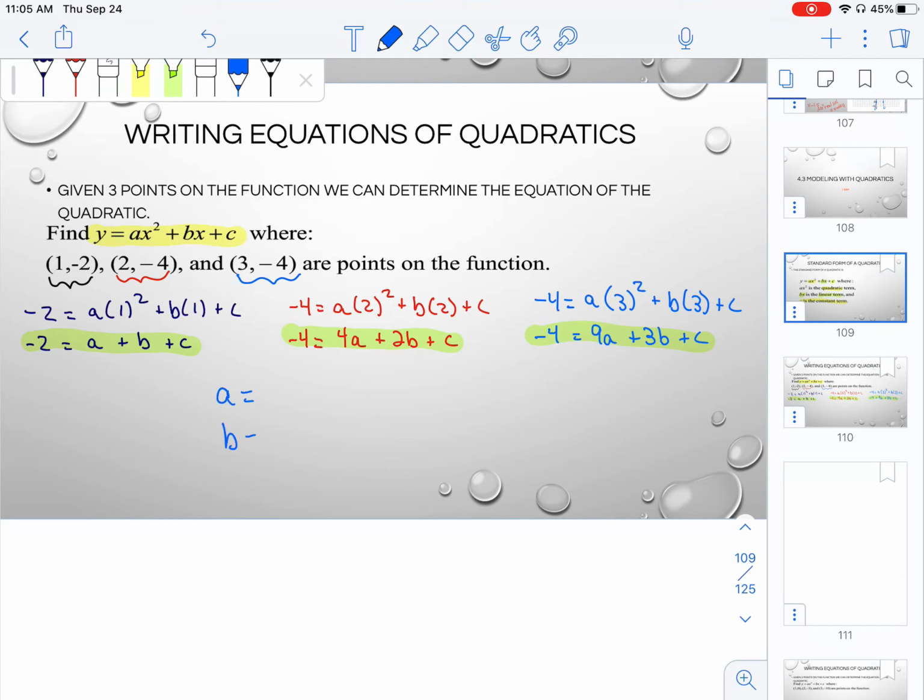After you're done solving, you should get a equals 1, b equals negative 5, and c equals 2, which means if we substitute those values back into our equation, the equation that contains those 3 points is y equals x squared minus 5x plus 2. And just give it a quick check.